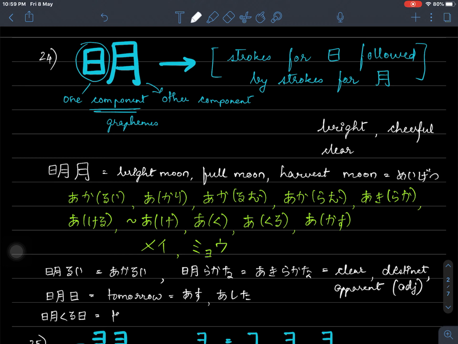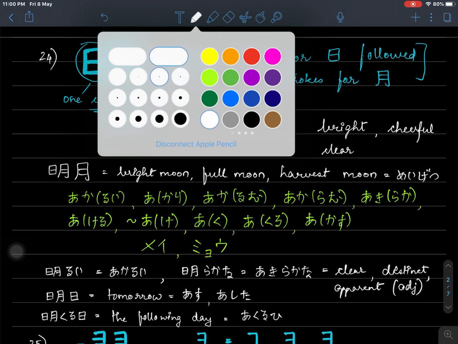Now this means the following day. The following day. And this we will read it as akuruhi. Akuruhi. The following day.